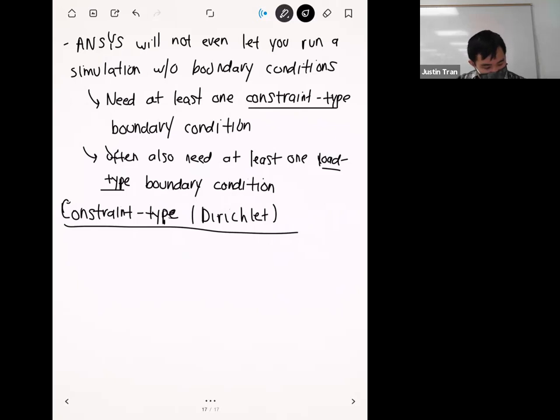Okay. All right, and so constraint type boundary conditions, the way that these work is that they force the primary solution variable to have a certain value on the boundary, on the indicated boundary. Okay.